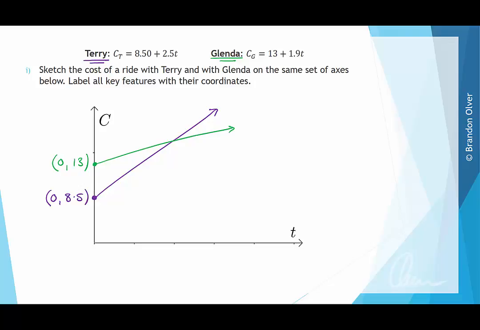To finish off this graph, we just need to label this point of intersection. And in a previous part, we already found that they were equal at 7.5. And if you plug that into either equation, you find that the cost of a ride that's 7.5 minutes long is $27.25. So that's the point of intersection of the two graphs.